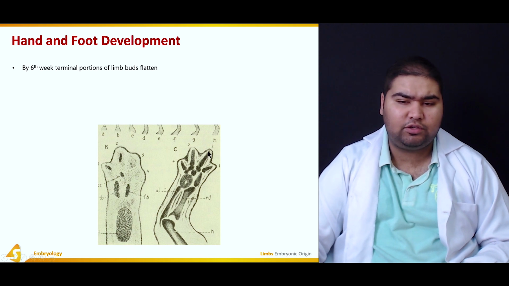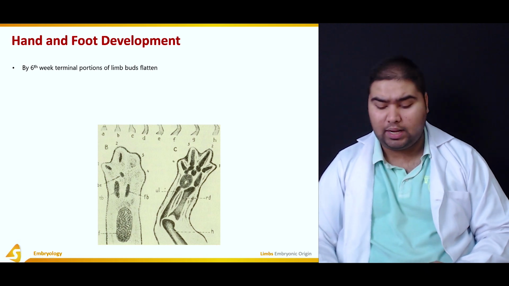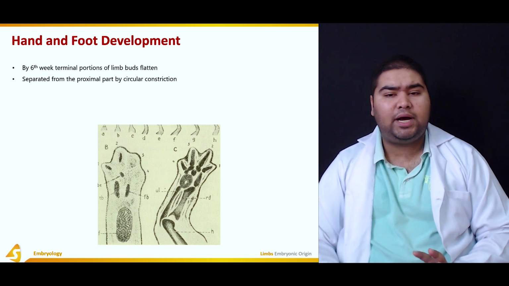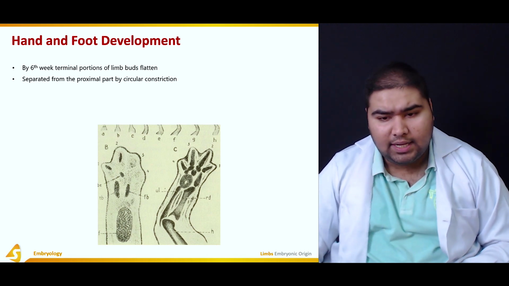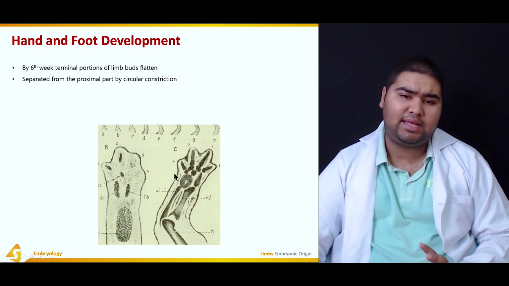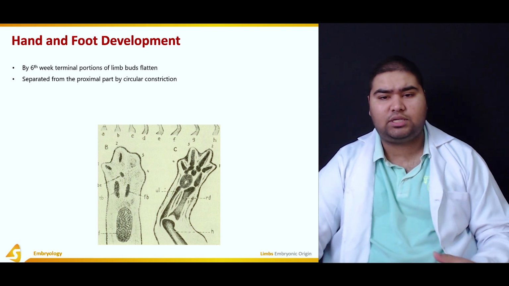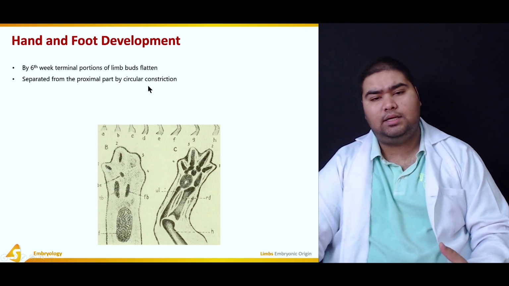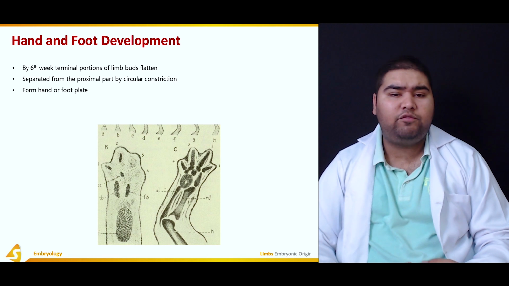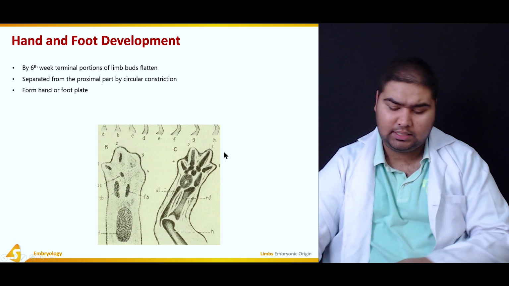Here the terminal portions of the limb buds are starting to flatten. This tends to occur by the end of 6th week, separated from the proximal part by a circular constriction. A circular constriction appears at the level of the future wrist, which separates this hand or foot bud from the proximal part of the limb bud. It forms a hand or a foot plate. This is a hand plate.